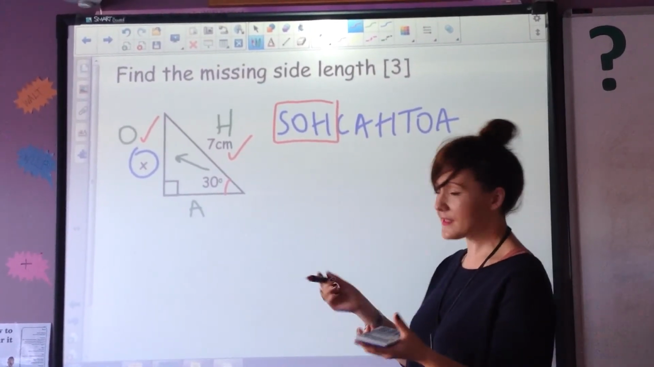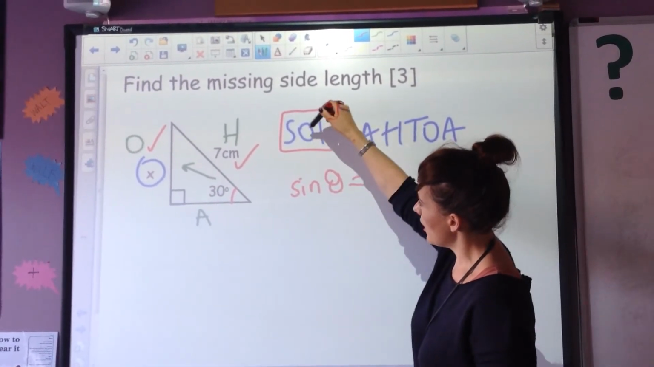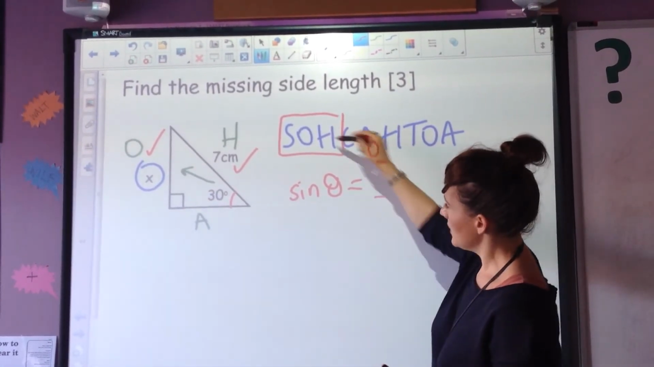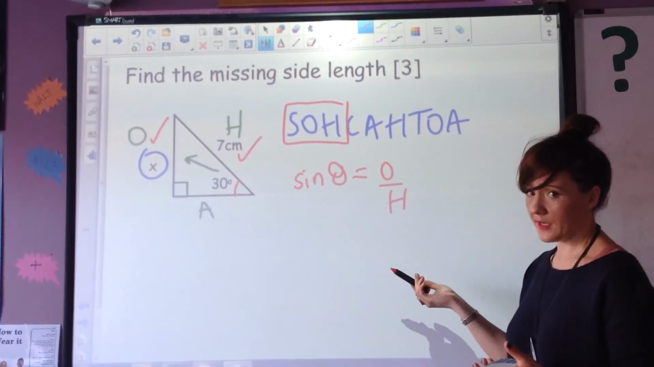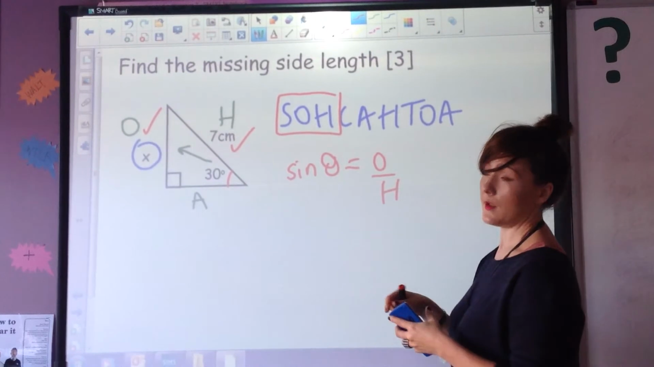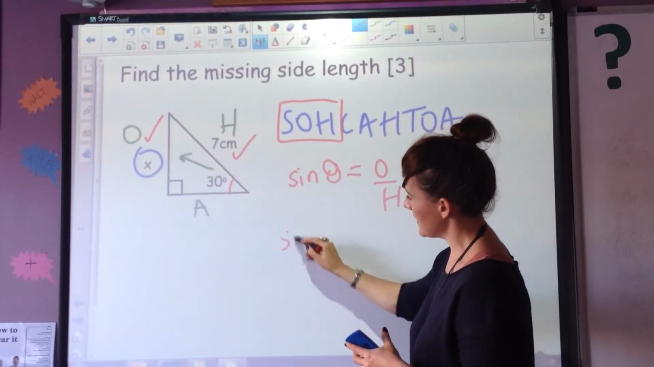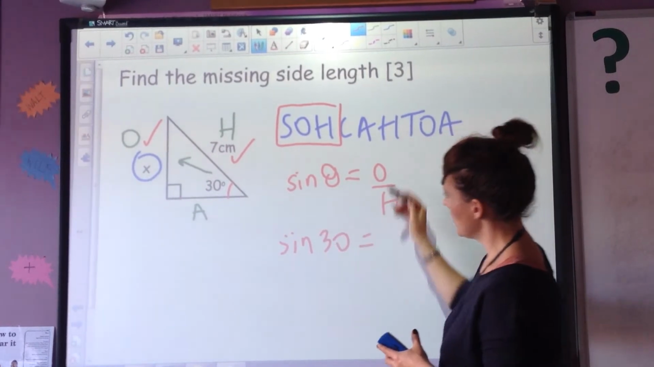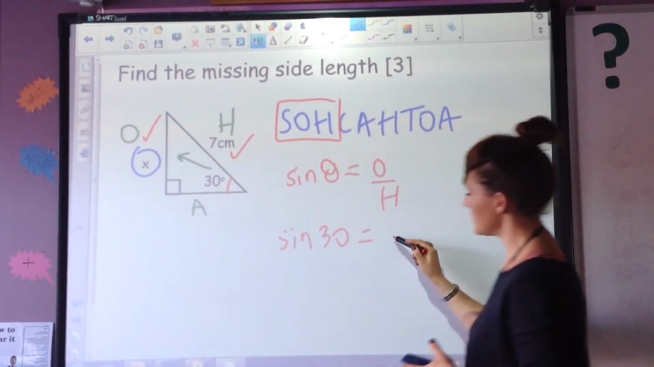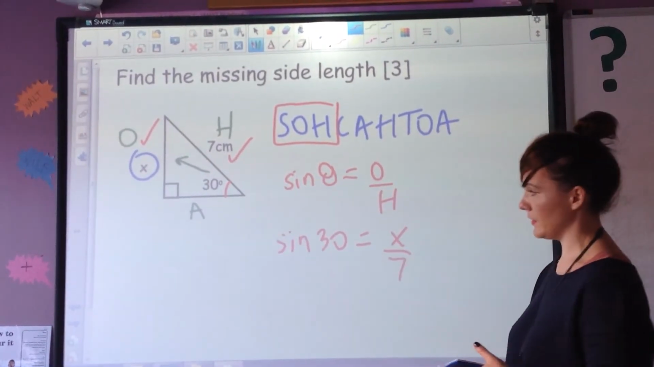So actually physically write the sin ratio down. So sin theta equals O's first, so O's on top, divided by h. So that's our ratio. Now we're just going to substitute this information into this little equation that we've got. So theta is your angle, so we've got sin 30. O is what we're trying to work out, which is x. Your hypotenuse is 7, so we can place 7 in there.